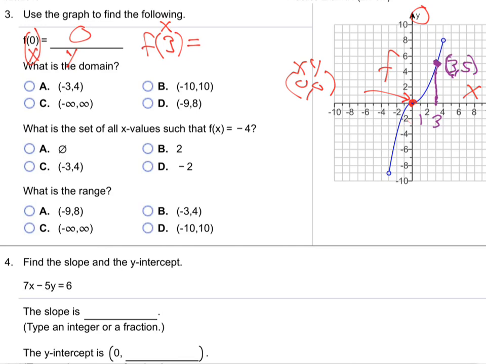Over 3, up 5. So that would be x, y. So f of 3 would equal 5. Is this making sense? Whatever number they put in the parentheses, that's x. Go to that x value, go up to the graph, find the dot, and give them the y value that goes with that x value at that dot on the graph. That's what they want. There's nothing to calculate, nothing to add, subtract, multiply, or divide. It's just find that dot on the graph and give them the y value.